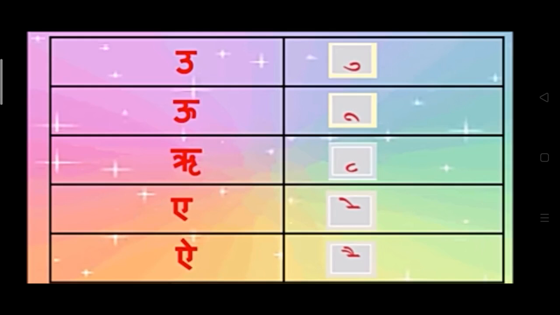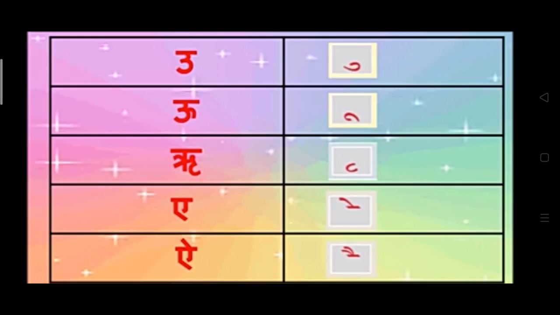Understand, okay? R ki matra, you can see on the right side the symbol. Then, A ki matra, upside that sleeping line. We are writing the Hindi alphabets. Upside we are drawing a sleeping line, right? Upside of that sleeping line, we are drawing one slanting line. That is A ki matra.